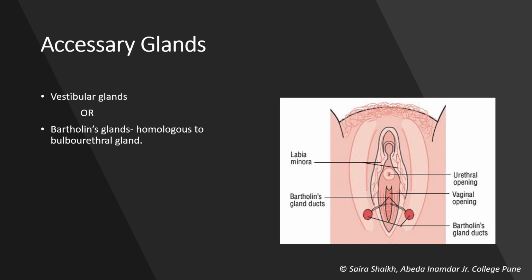The duct releases the sticky mucus secretion into the vagina, and it lubricates the passage of the vagina, as there is no gland present in the vagina. So the lubrication of the vagina is done by the vestibular gland.